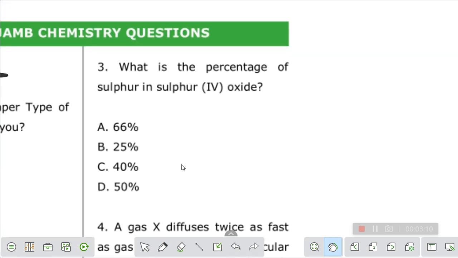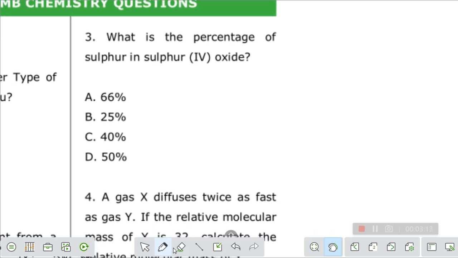Let me go to number 3. They say what is the percentage of sulfur? Please, I did not teach you this under stoichiometry. Stoichiometry, please, they may ask you anything. This thing I forgot to teach you under stoichiometry. I don't think I talked much about stoichiometry, so I will be teaching you here now.